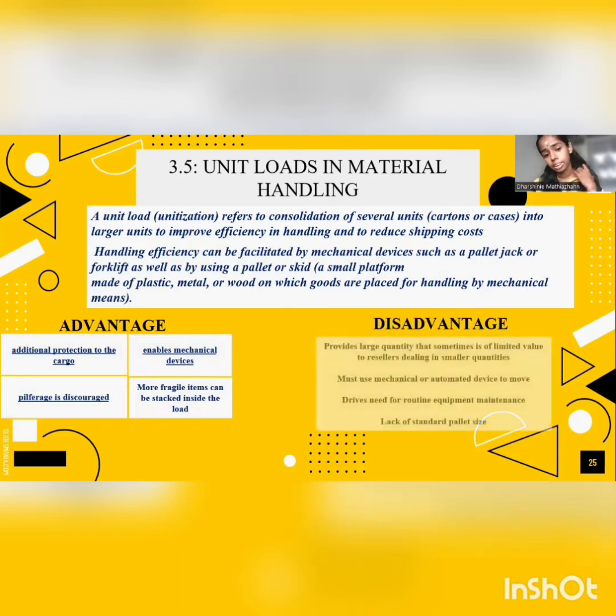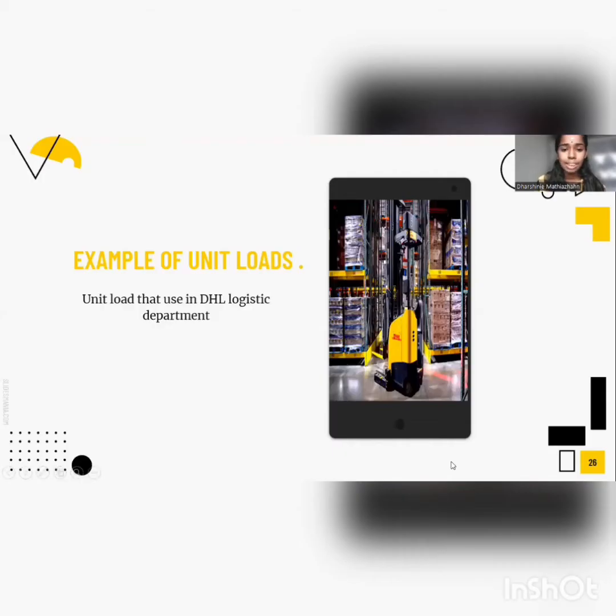Coming to disadvantages. It provides large quantities, which is of limited value to resellers who deal in smaller quantities. It must use mechanical and automatic devices to move. The devices need routine equipment maintenance. There is also a lack of standard pallet sizes. Okay, these are the examples of unit loads, as used in the DHL logistics department.